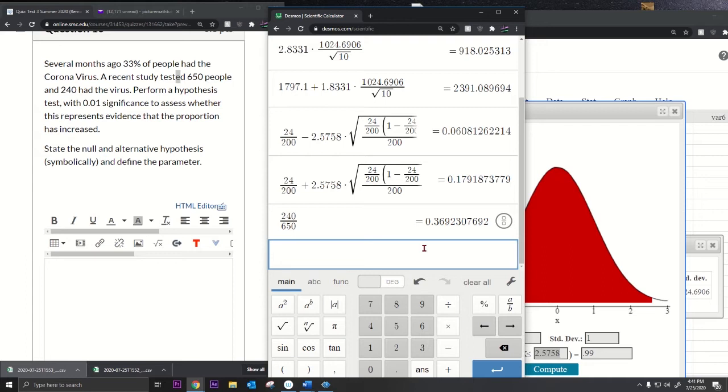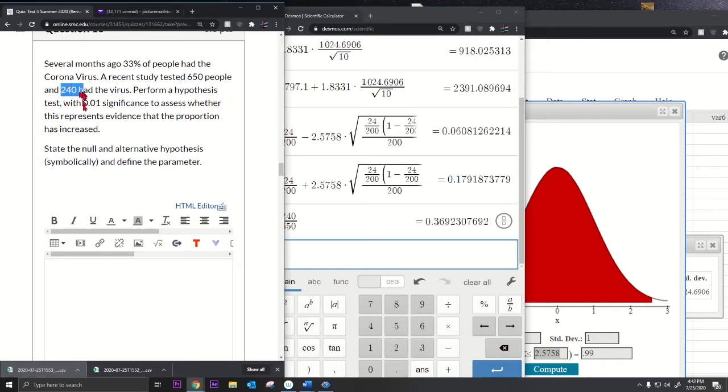That is an increase. But that's an increase from that sample. That's only 650 people. But several months ago it was 33%. That's for the whole population. But now we only have a sample of 650 people. So we want to know, hey, from that sample, is that showing an increase in the percentage of people with the coronavirus? And these numbers are all made up, so I don't trust the accuracy of these numbers. I don't know if it's 33% or 37%. I made these numbers up. 650 and 240 I made up.